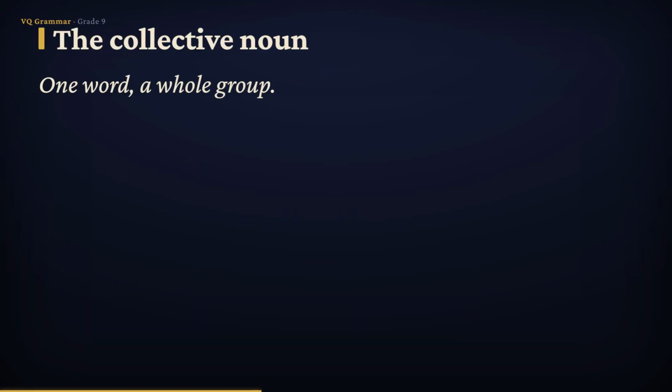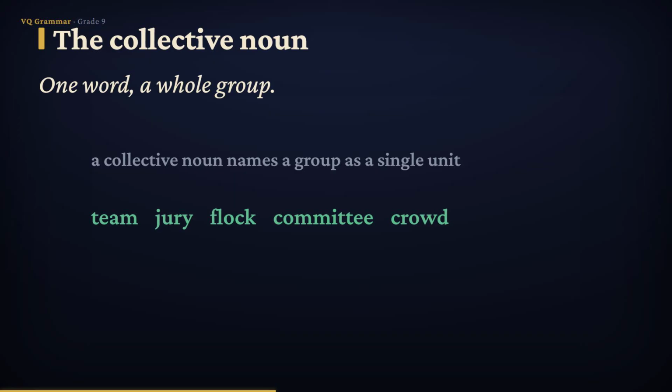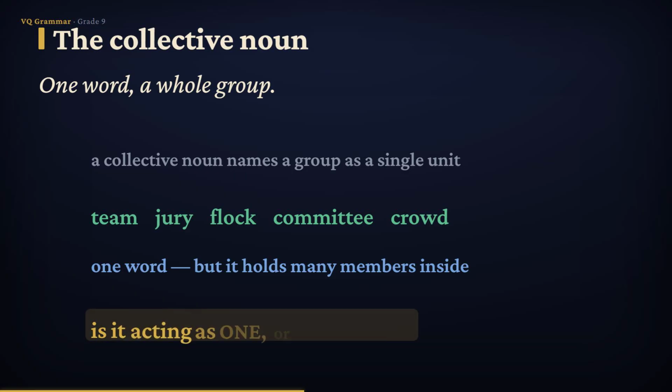Now for the most interesting kind of all, the collective noun. A collective noun names a whole group with a single word. Team, jury, flock, committee, crowd. Each of those is just one word, yet it holds many members inside it. And that double nature is exactly what makes collective nouns special. When you use one, you have to ask yourself a question. In this sentence, is the group acting as one single unit or as many separate individuals?